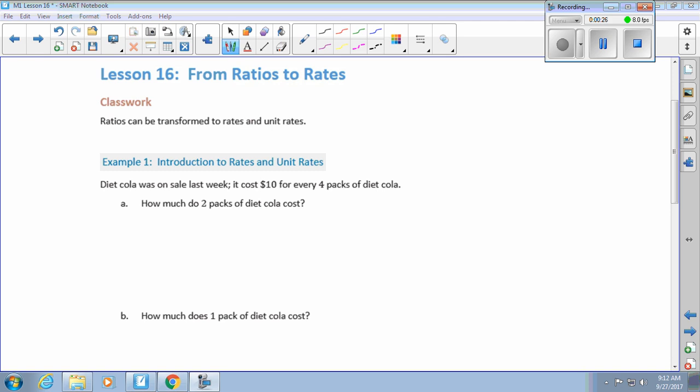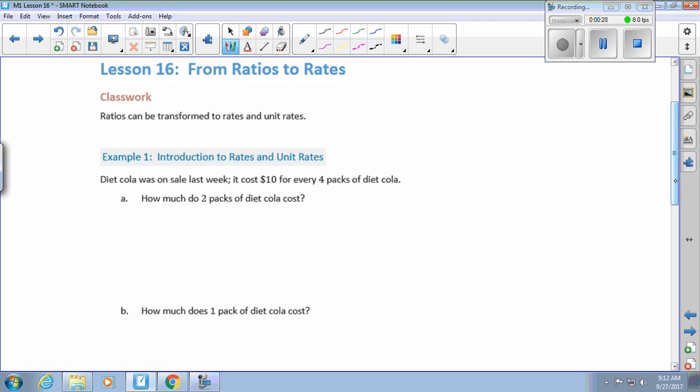So today we're going to transition our understanding from ratios to rates. And it says ratios can be transformed to rates in unit rates. Example 1. Diet Cola was on sale last week. It cost $10 for every 4 packs of Diet Cola.